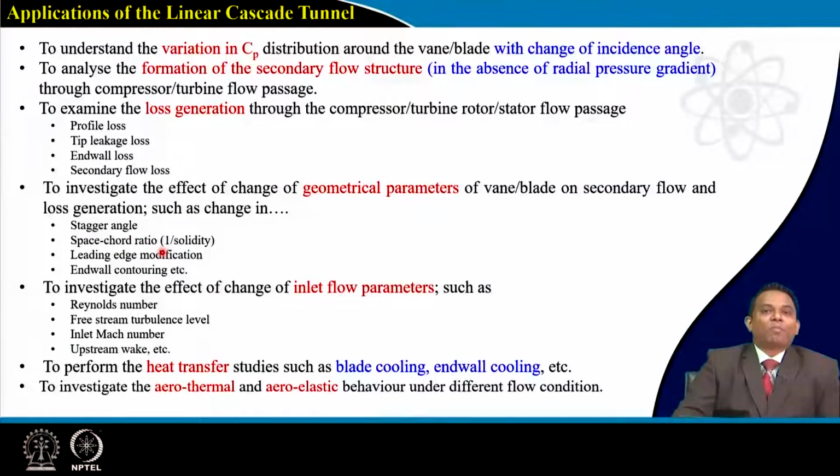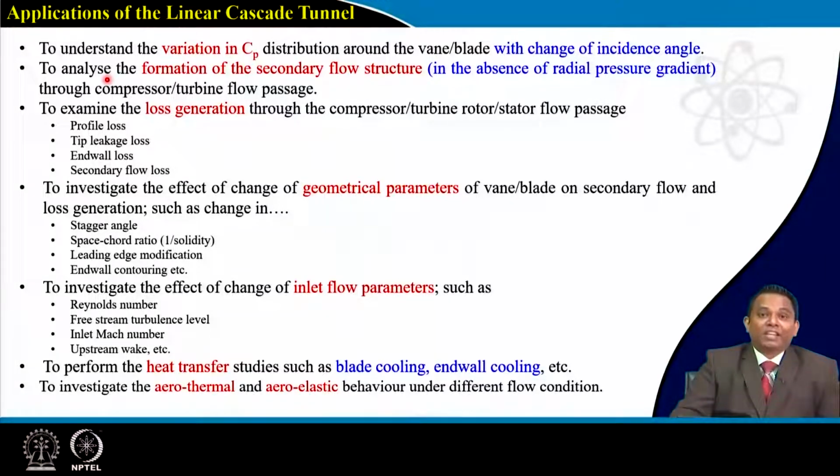Now these are some of the applications we have discussed for the linear cascade tunnel. We can study the variation of CP with the change of incidence angle, because that is very important. Suppose I select a particular aerofoil and put it at some station in my blade, what will be the effect of change of incidence? Based on the available data, people select a particular kind of aerofoil. We can also analyze what is happening in the secondary flow structure.